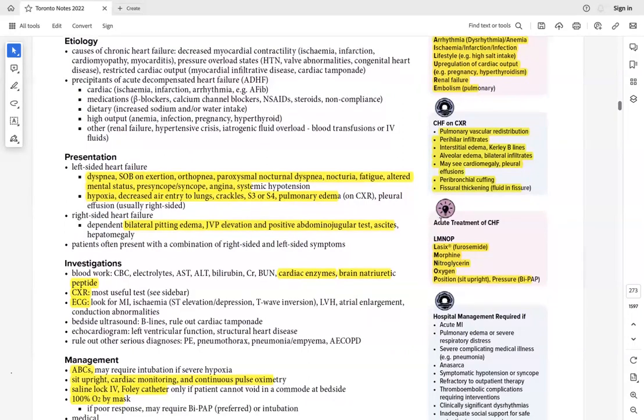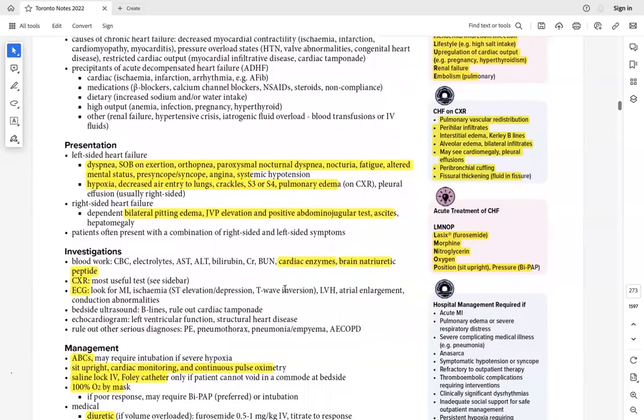Treatment, this is the treatment, LMNOP. Okay. Make the patient sit up, start oxygen, give the patient morphine, start nitrates, and Lasix, furosemide. So this is the treatment of congestive heart failure in the emergency department. Just remember this LMNOP and you'll do the question.